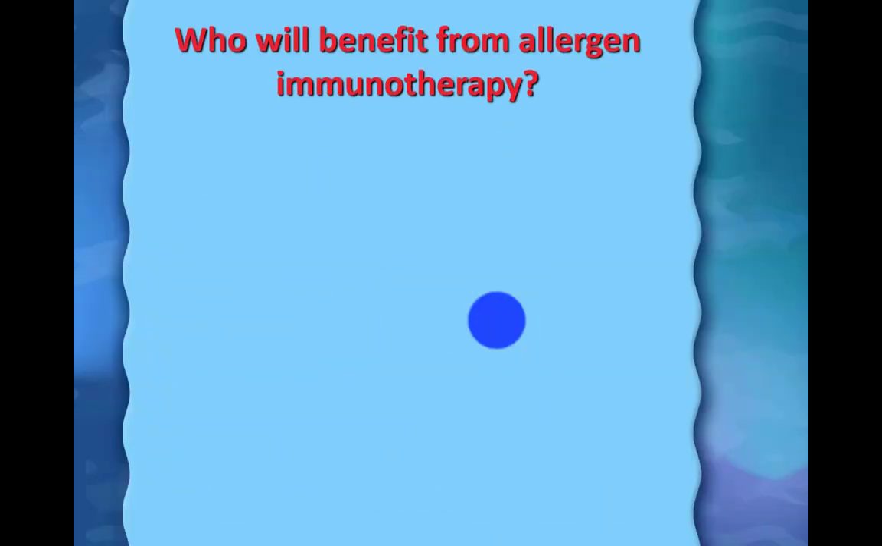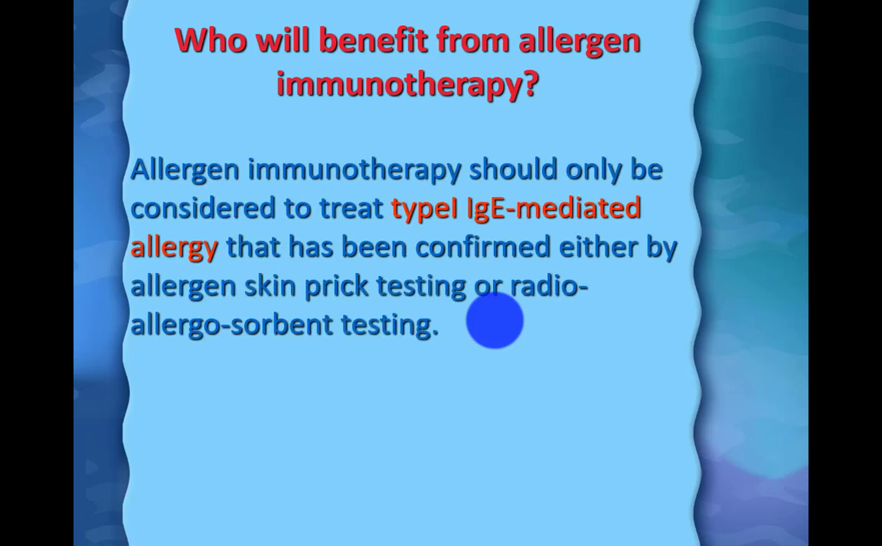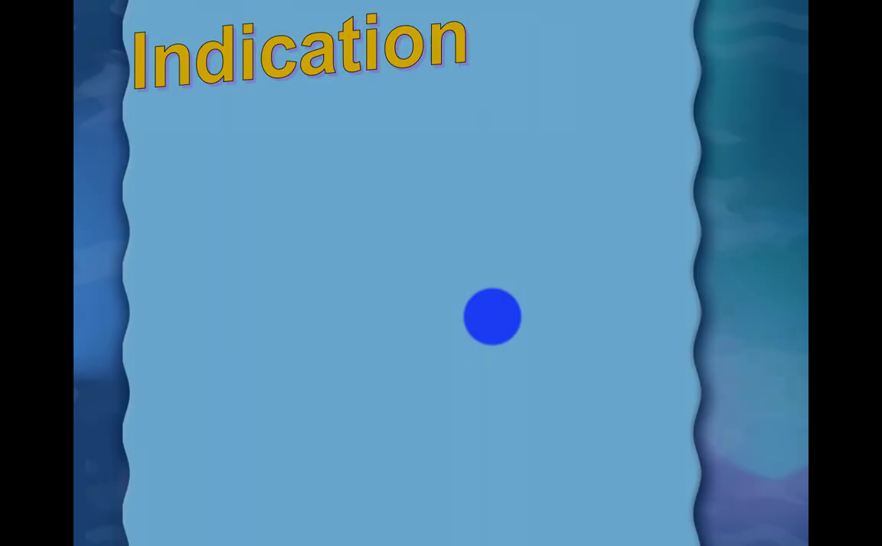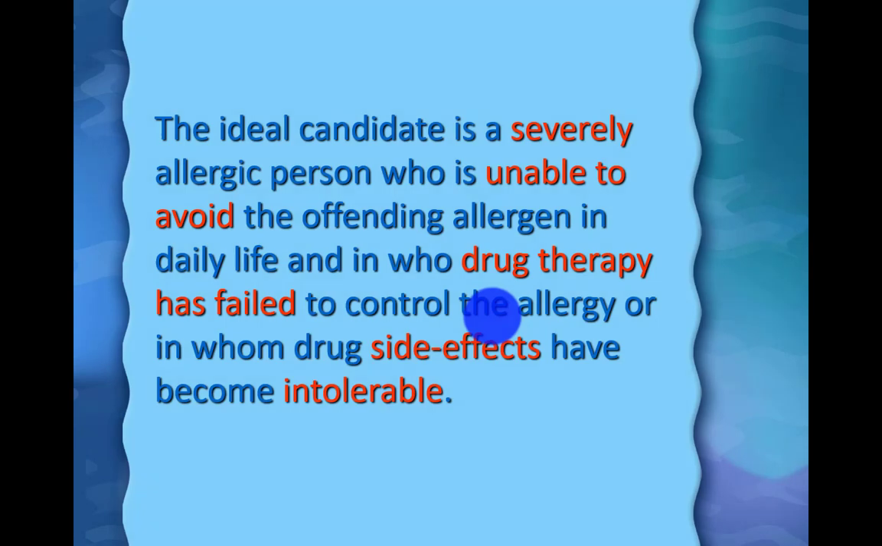Who will benefit from allergy immunotherapy? Allergy immunotherapy should only be considered to treat type 1 IgE-mediated allergies that have been confirmed either by allergen skin prick testing or radioallergosorbent testing. Another equally important consideration is whether the patient is likely to be compliant and adhere to this regular treatment regime of 3 years. The ideal candidate is a severely allergic person who is unable to avoid the offending allergen in daily life and whose drug therapy has failed to control the allergy or in whom drug side effects have become intolerable.